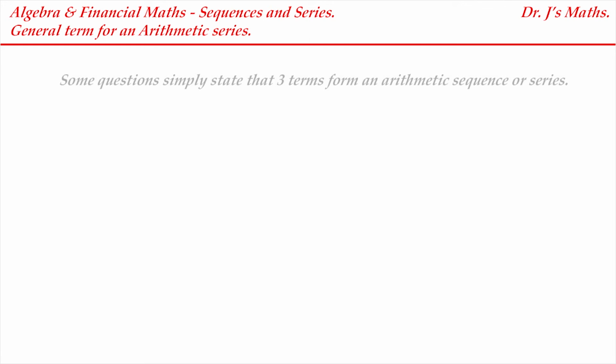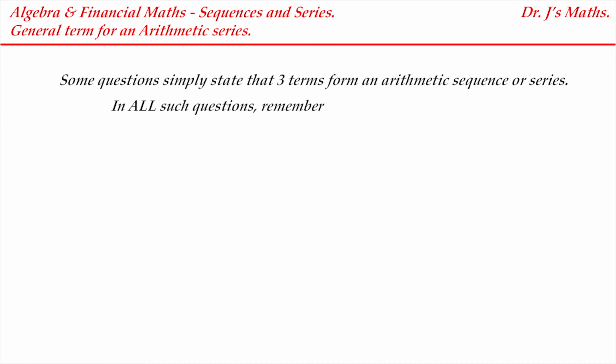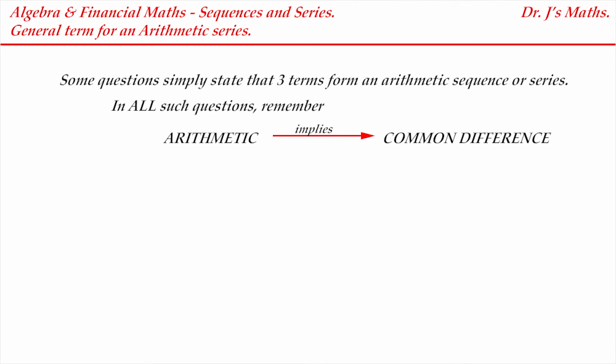We've got a number of questions, quite good questions too, that simply state that we have three terms which form an arithmetic sequence or an arithmetic series. Nothing much more given to us. So in all those sorts of questions, remember that if we're talking about an arithmetic sequence or whatever, that implies that we have a common difference between our terms that they've given us. So go ahead and determine a common difference.